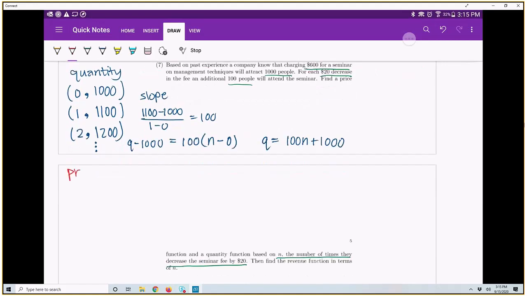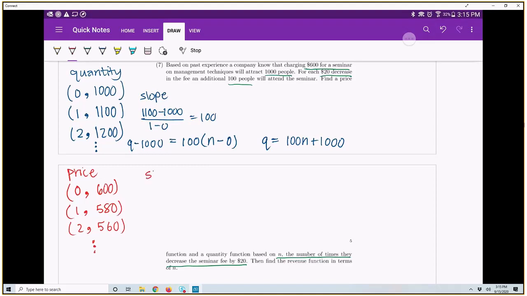If I was thinking about the price, I would say, well, my initial price is 600. So that represents, again, I want the independent variable to be the number of times we decreased the fee. So if I didn't decrease the fee, I decreased it by 0 times, then my price is 600. If I decreased it once, then I subtracted $20, so it's 580. If I decreased it twice, then it's 560. And again, I'm going to put dot, dot, dot because I could keep going this way.